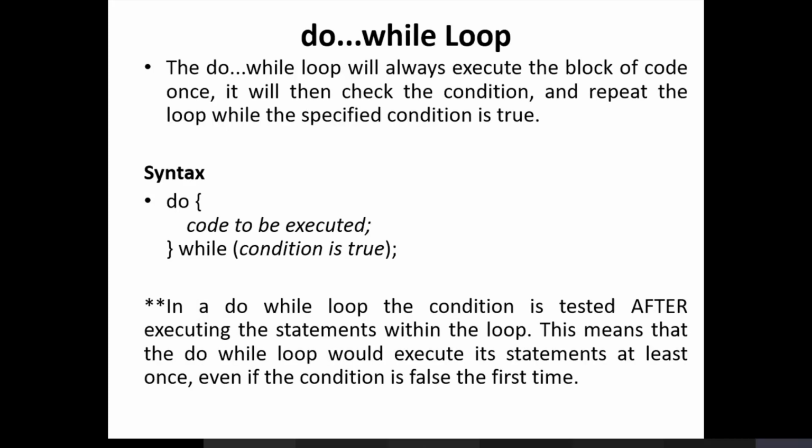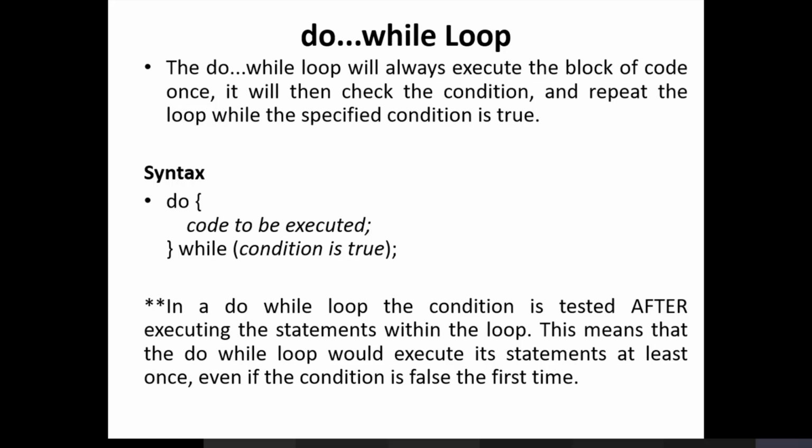So next is the do while loop. The do while loop will always execute the block of code once. It will then check the condition and repeat the loop while the specified condition is true. The syntax is: do, the code to be executed, while the condition is true. So do while executes at least once even if the condition is false. In a do while loop, the condition is tested after executing the statements within the loop. That is the reason it executes at least once, even if the condition is false the first time.